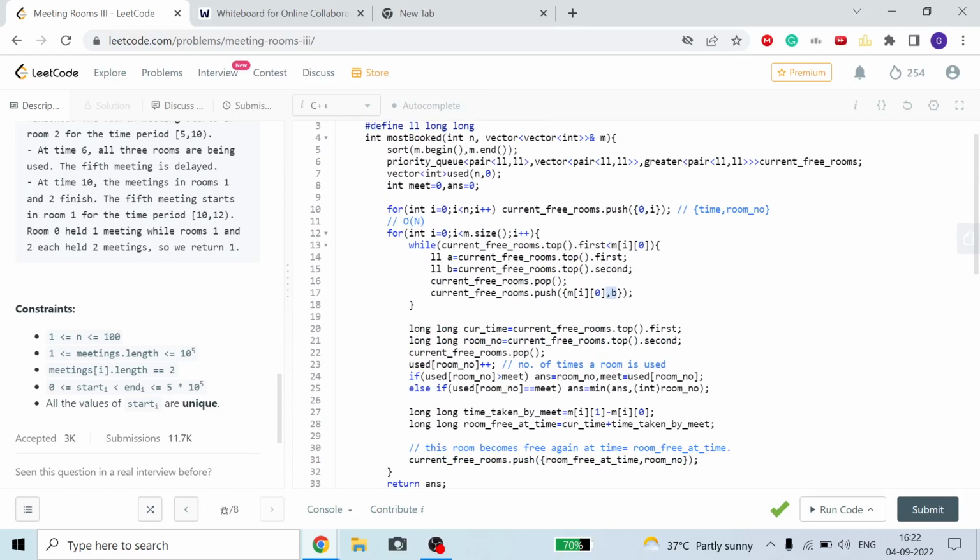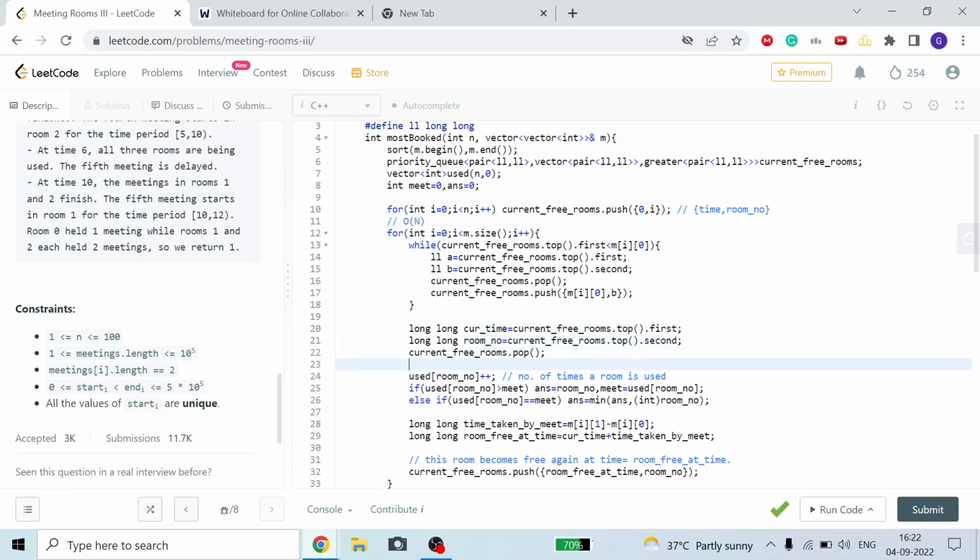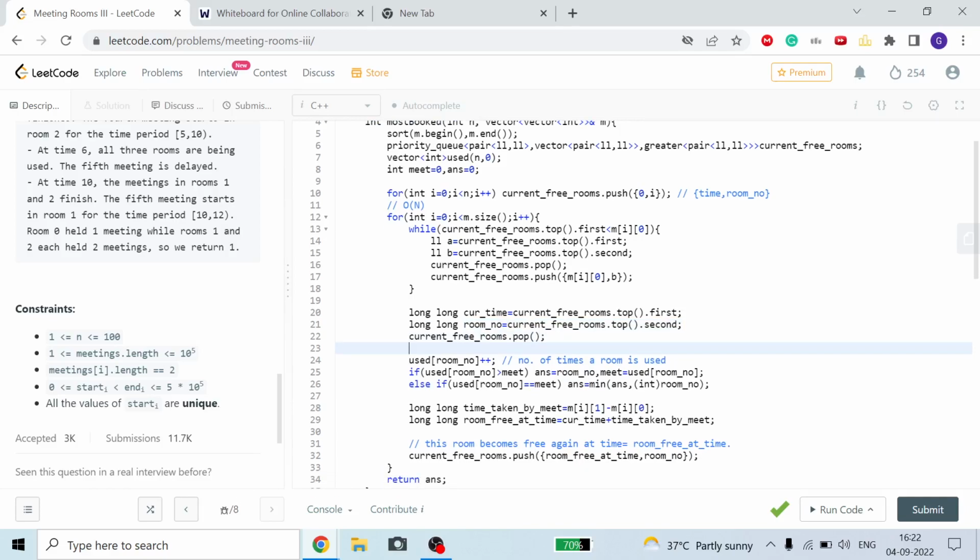Now, what is the current time? The room provided to me at the current time will be on the top, with the room number as the second element, and I will remove this particular room, meaning I have used it. Now I have used the current room number, so I will increase its count. If the use count of this room is greater than my meet count, then the answer will be this room number, and meet is this count: the maximum number of times a meeting is held in a room.